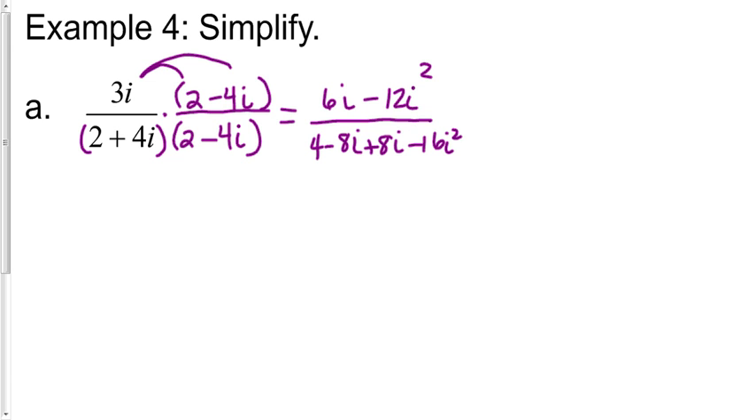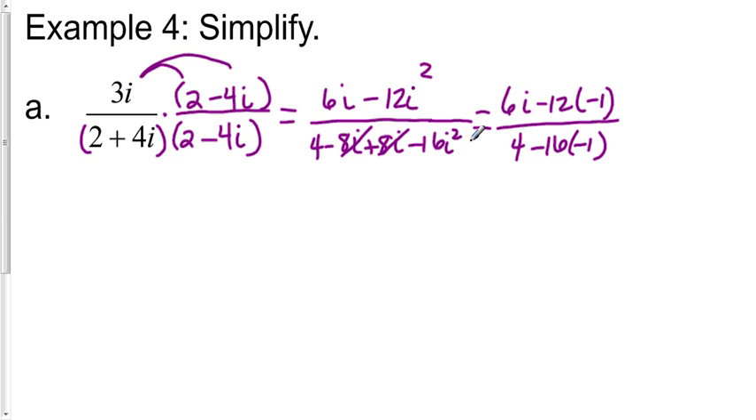So let's see what happens in the end here with our denominator. The negative 8i and positive 8i cancel out. And now I'm going to change my i squareds into negative 1. So on the top of the fraction, I've got 6i minus 12 times negative 1 because i squared was negative 1. And then in the denominator, I have 4 minus 16 times negative 1. i squared again becomes negative 1. Okay, so then multiplying these negatives here, we get 6i plus 12 over 4 plus 16, or 20. 6i plus 12 over 20.